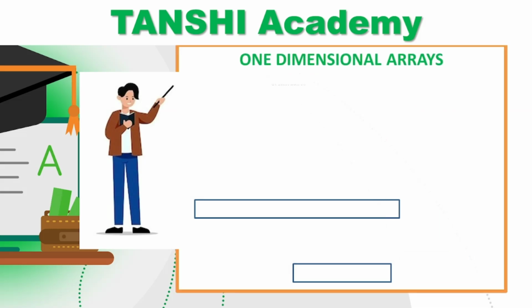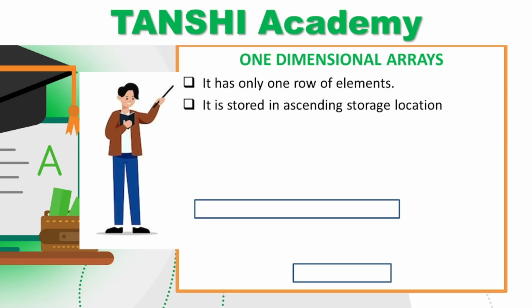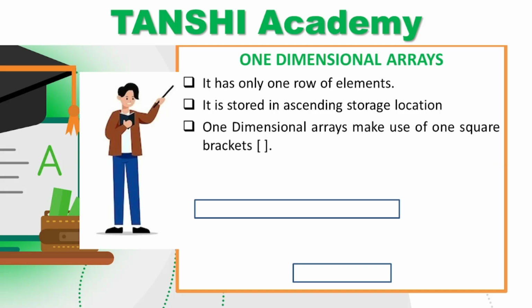Okay, let's look at one-dimensional arrays. A one-dimensional array has only one row of elements. Take note, one-dimensional arrays have only one row of elements. It is stored in ascending storage location. One-dimensional arrays make use of one square bracket. So if you want to take two-dimensional arrays, they'll use two square brackets.